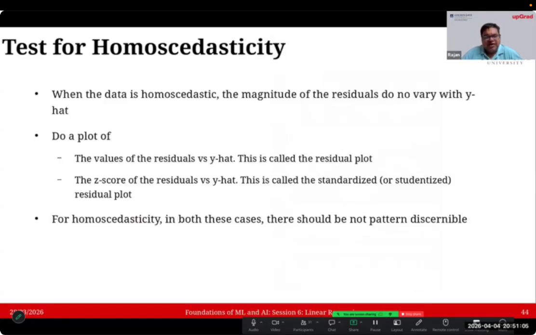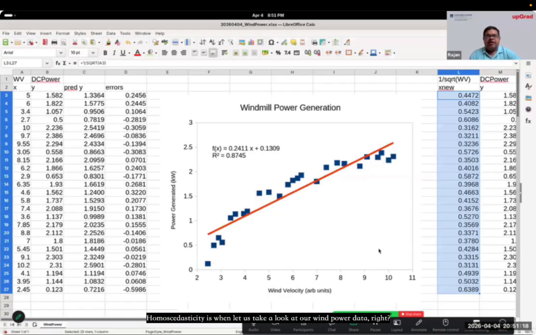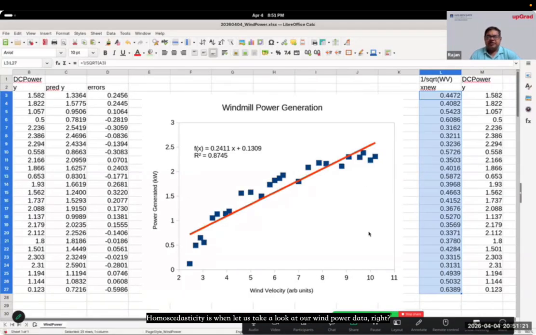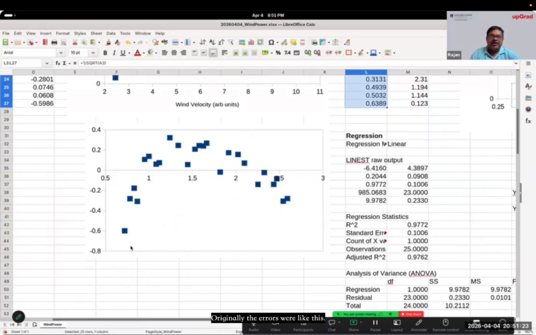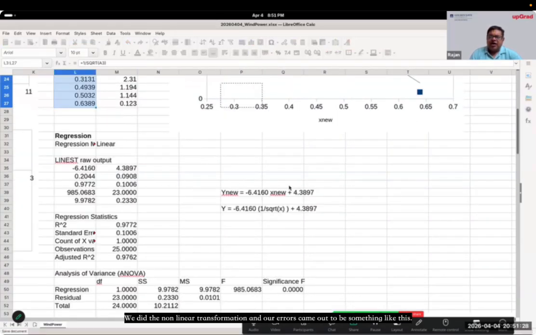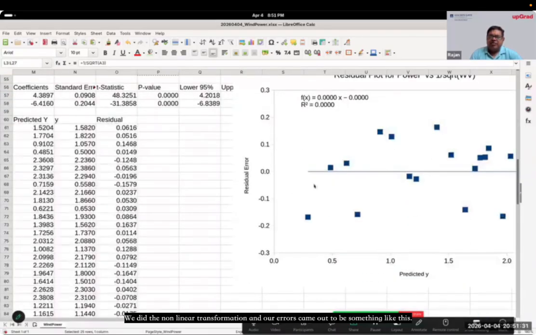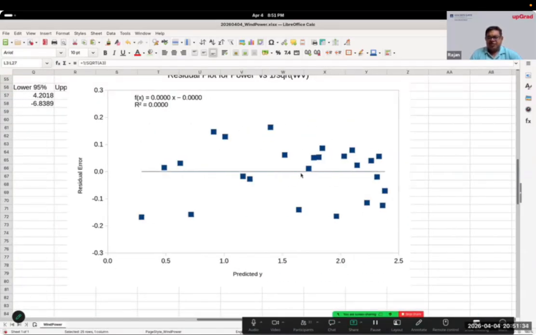Then the other very important assumption is homoscedasticity. Calculate the p-value. You see the homoscedasticity p-value is practically 0. Let's take a look at our model, which is the wind power data. Originally the errors were like this, with p-values less than 0.05. After the nonlinear transformation, our errors came out to be something like this. Therefore, this model seems agreeable, workable, usable.